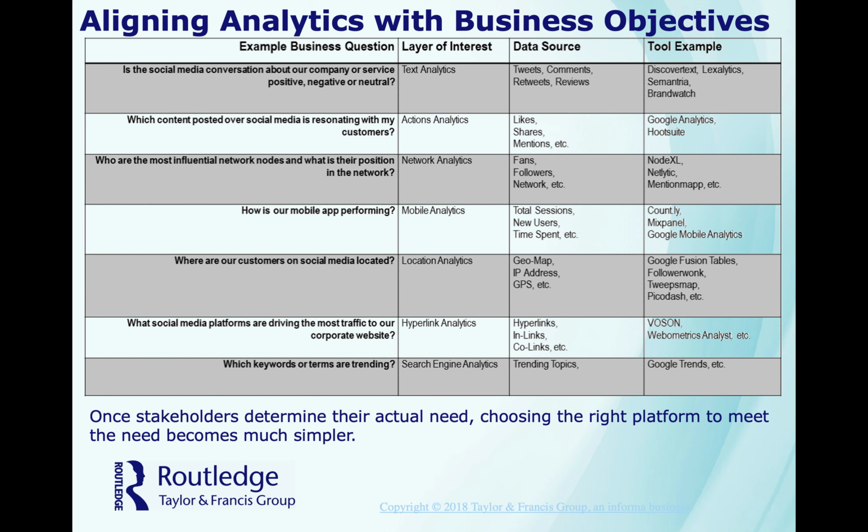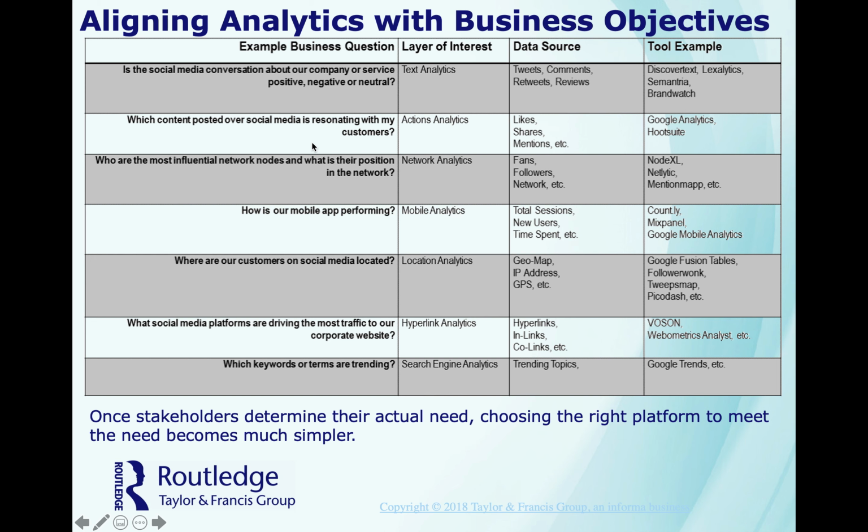So, aligning analytics with business objectives. So, here is like a stakeholder spreadsheet to determine the actual need, choosing the right platform, and meeting the needs become much simpler. So, a business question: is social media conversation about our company or service positive, negative, or neutral? Well, you would use text analytics, right? And the text analytics will take what people are saying on social media, on apps, and convert it into numbers. The source would be like a tweet, a comment, retweets, or a review. And the tool example, you might use Discover Text, Lexalytics, Cinemetra, and Brandwatch. These are all examples of text analytics software that can be used.